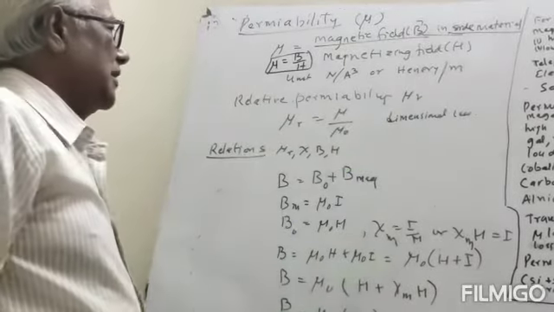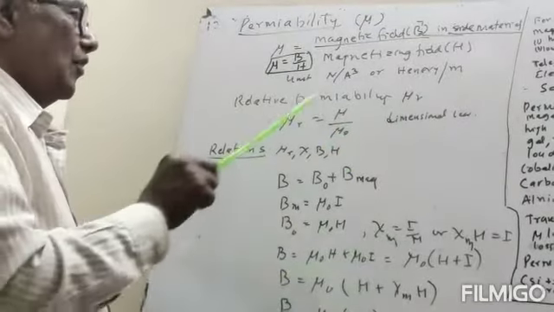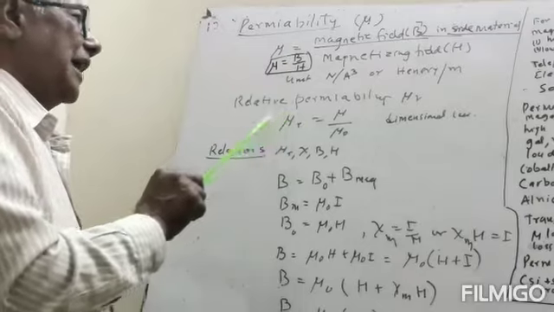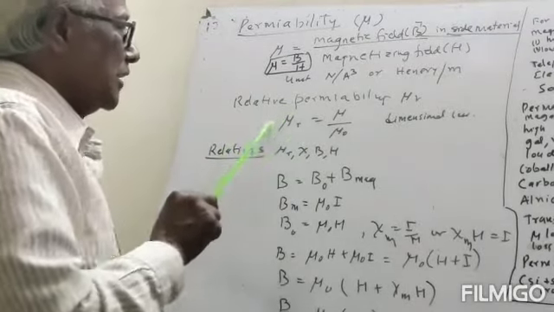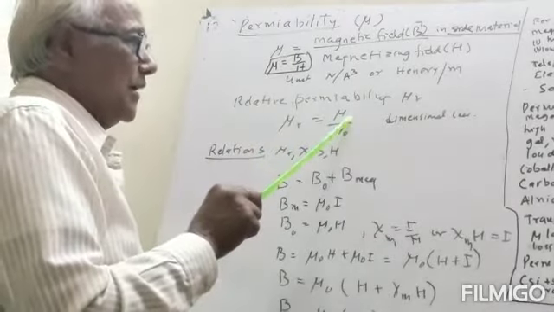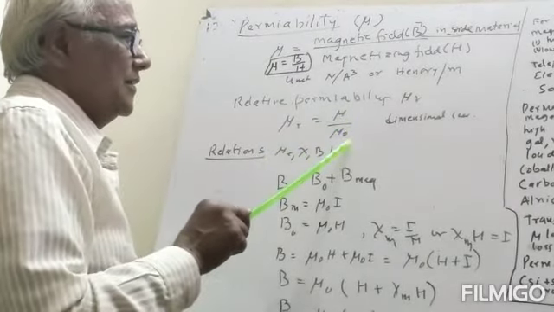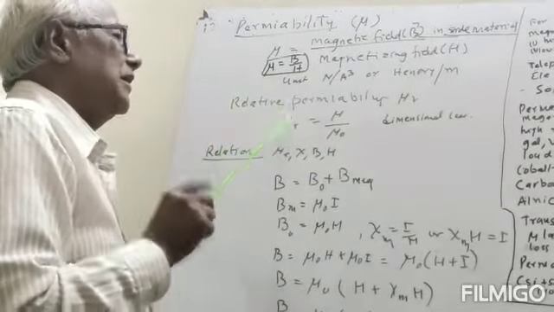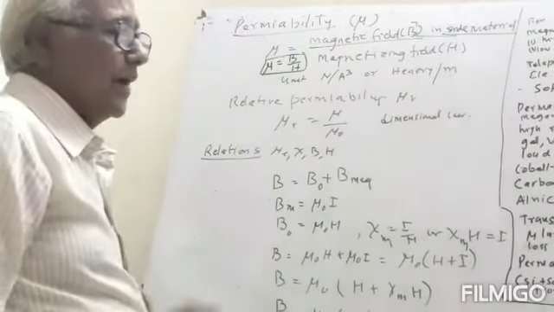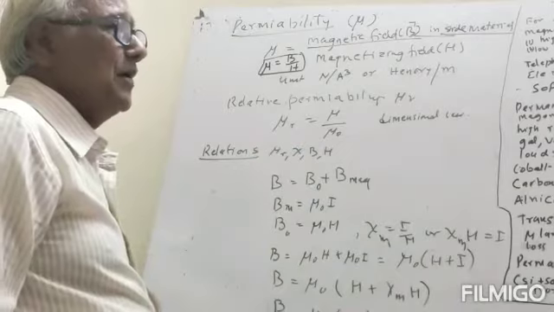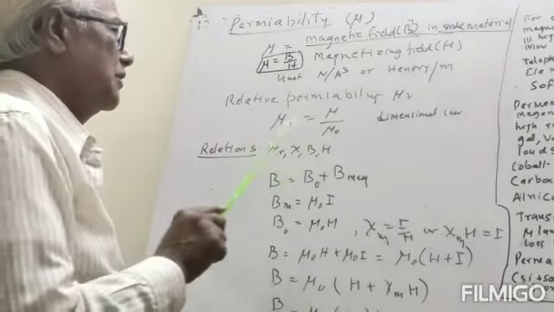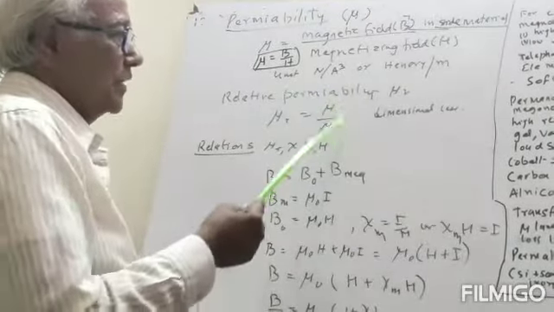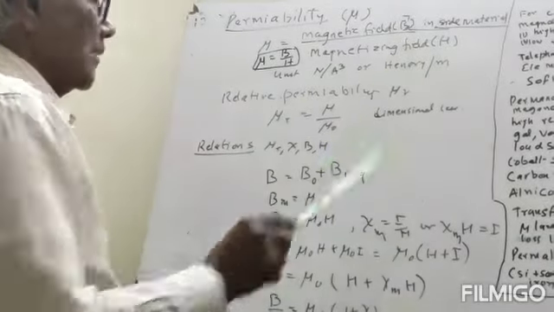Now what is the relative permeability? Relative permeability of the material is mu r. Mu r is the relative permeability of the material, and it is the ratio of the permeability of the medium divided by the permeability of the vacuum. It is a dimensionless quantity, no unit, because both have the same unit, so they will cancel. So mu r is a dimensionless quantity.